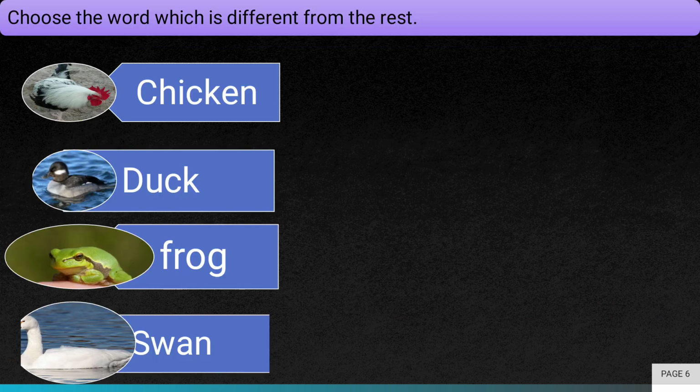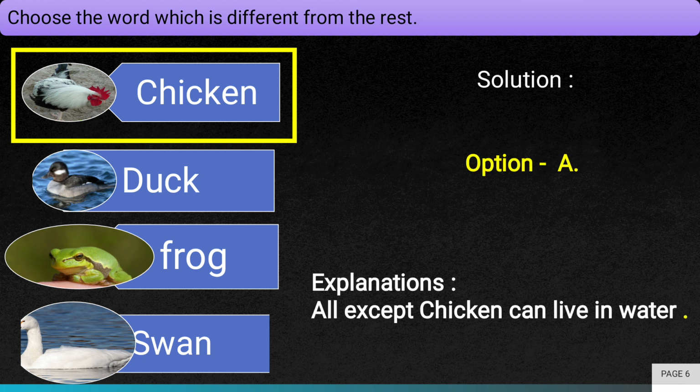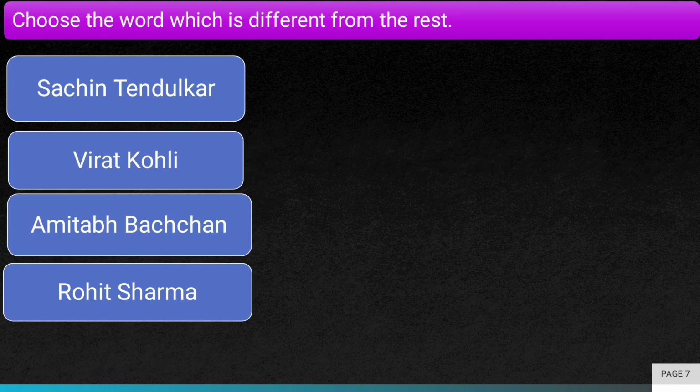The same you have to do here again. You have to identify which one is different from the rest. You will see in the given slide chicken, duck, frog, and swan, right? So you can see that duck lives in water, frog, yes, that is an amphibian that can live both in water and land. Swan is also, but chicken lives on land. So all the three, duck, frog, and swan, are the same, but chicken is different because chicken cannot live in water.